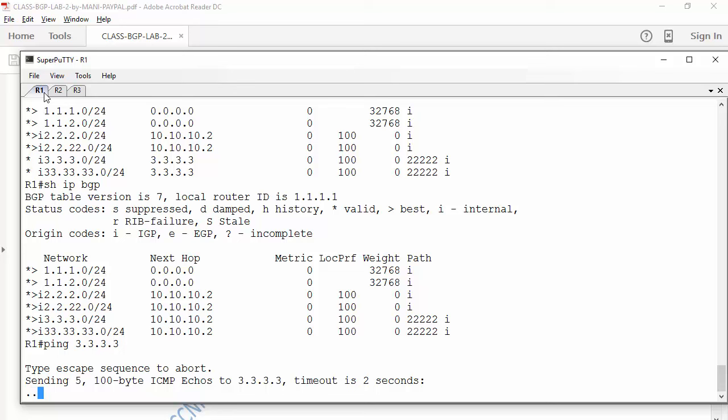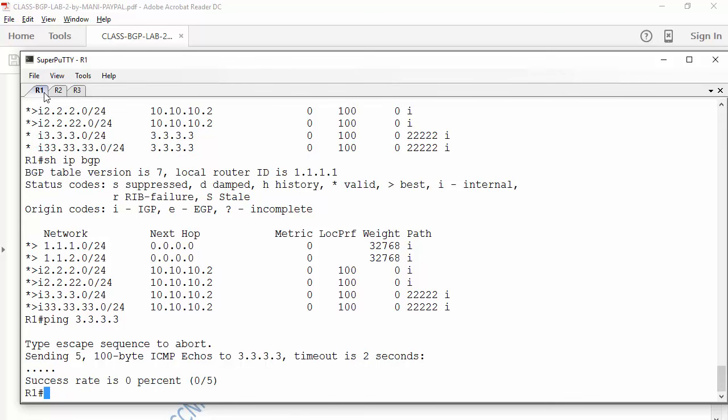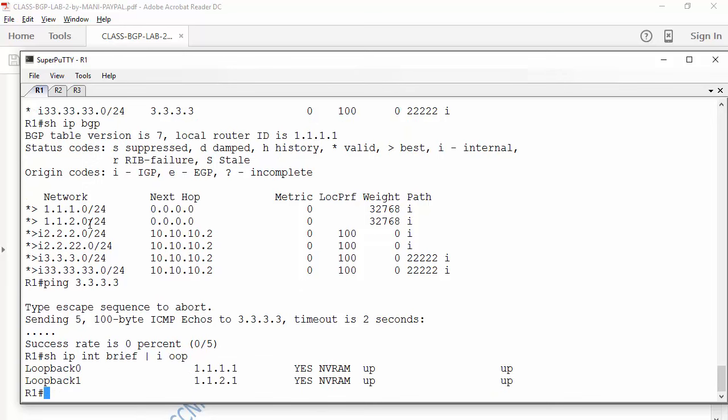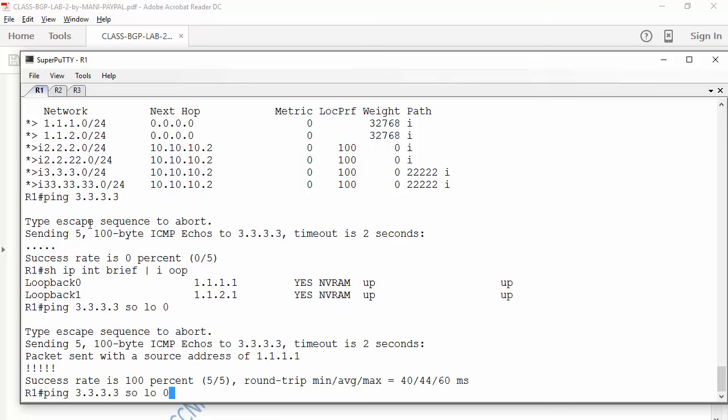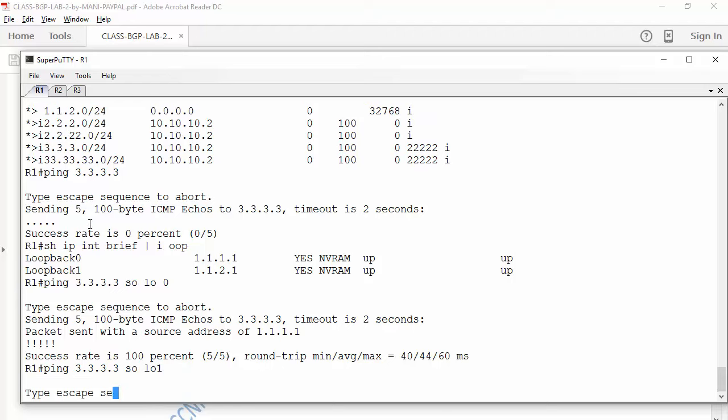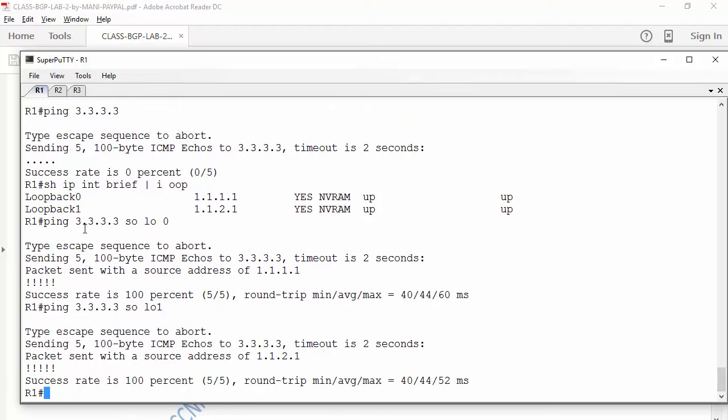Lots of people make this mistake. Why is it not working? Because you are not doing a source ping, you are just doing a normal ping. Whenever you do a normal ping, the source address will be the interface IP address. So I have to make sure I use a loopback address on R1 which is advertised. For example, show ip interface brief | include Loop. I can ping from any of these loopbacks. I can say ping 3.3.3.3 source loopback 0, or I can type source loopback 1. But if I type without the source, it will not work.